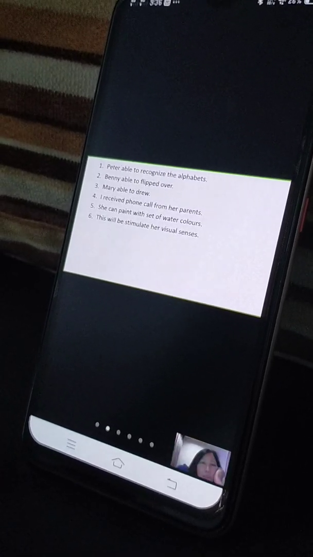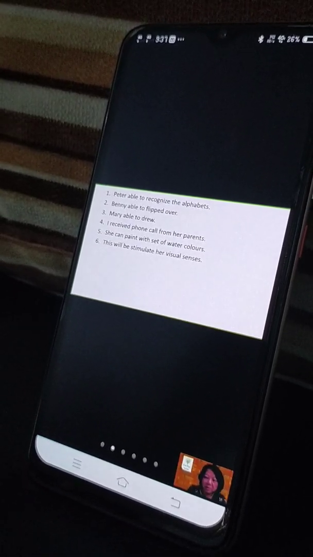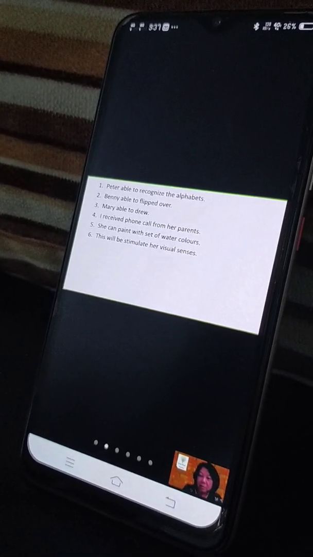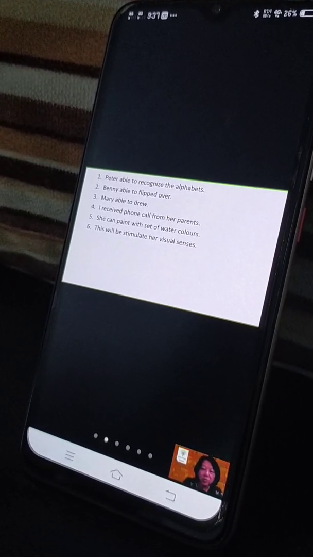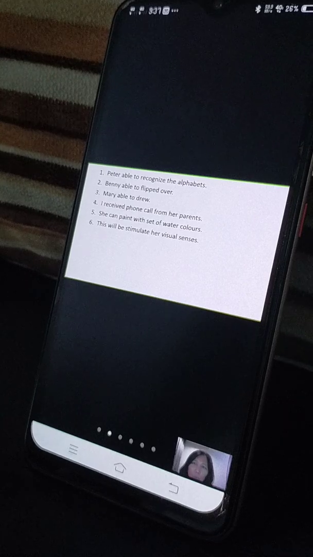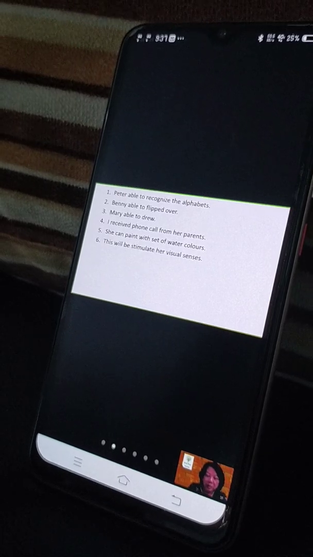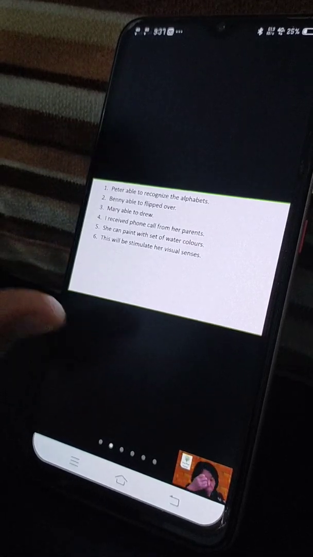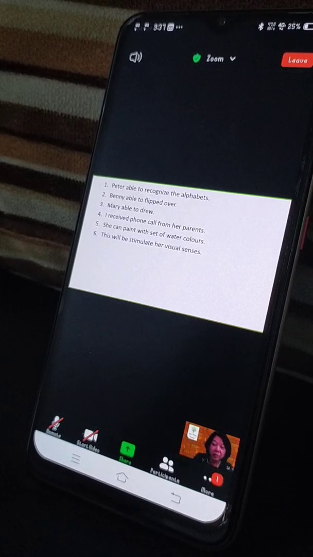Can say this is to stimulate. Can this will stimulate the visual? I'm just typing out the right versions. This will stimulate. The other one was this is to stimulate the visual senses. Also can. Yeah. Right. There's more than one way to say this. This can stimulate her visual senses.